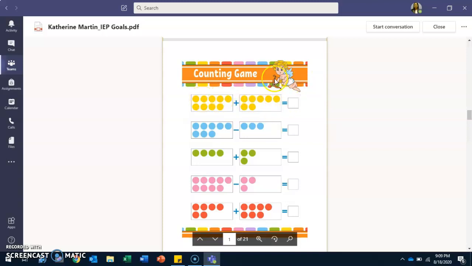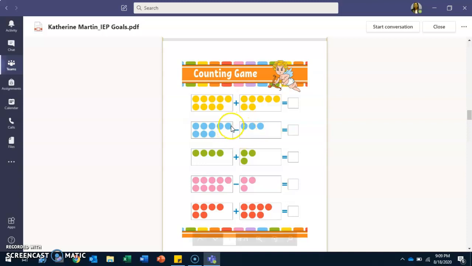To review, we're going to say this all together. How many yellow dots? 9 plus 7 equals all together 16. Yes, great job answering, Catherine. Now I want you to work on the next 4 questions and write your answer. Be careful because the symbol changes.